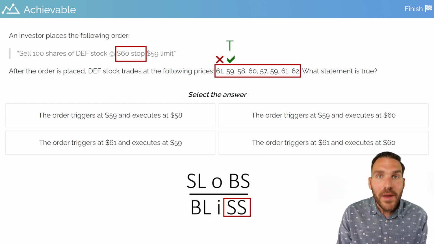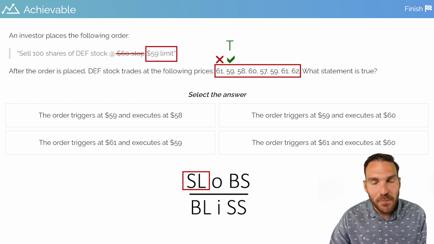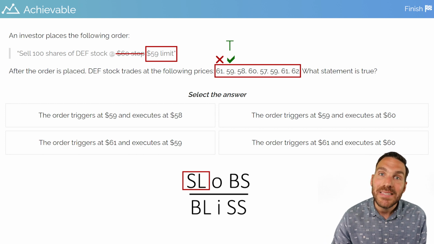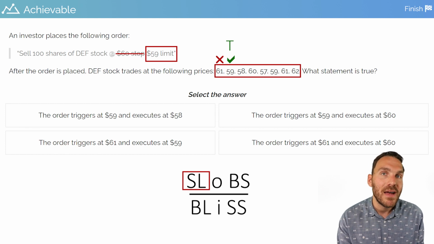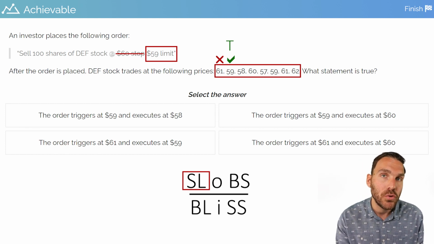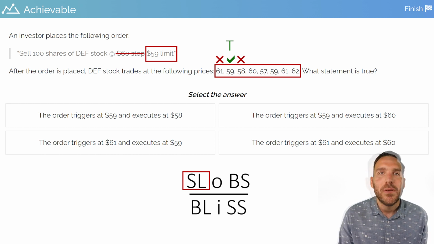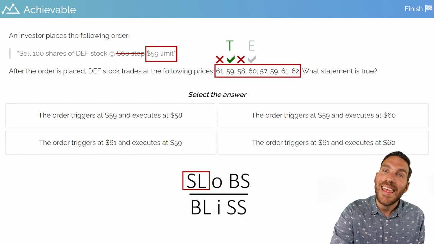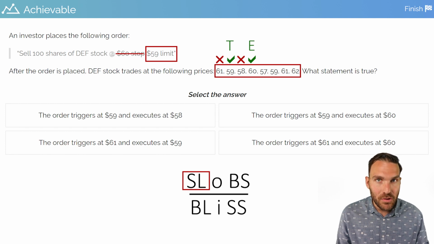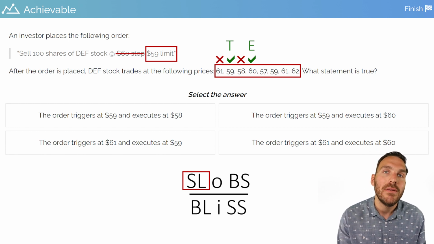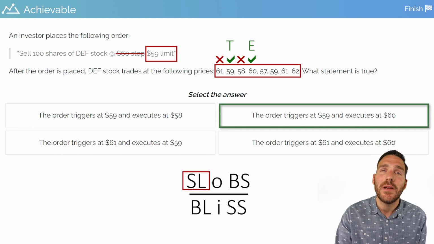Now, once the order triggers, it then becomes a sell limit order at 59. And we'll go back to SLoBs over BLiSS. Sell limit, SL, is above the line. So that's telling the system we need to see a market price of 59 or above for this order to execute. The next price on our list is 58. That is not 59 or above. But the following price, 60, that is 59 or above. So now we have the full picture. This order will trigger initially at 59, and then it will execute at 60. The last thing we need to do is make sure there's an answer that reflects that information, and sure enough, there is.